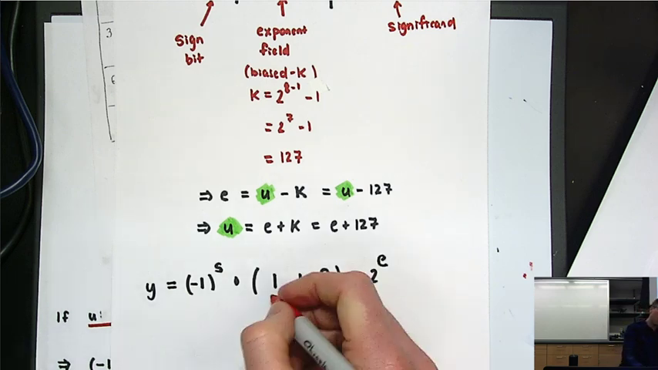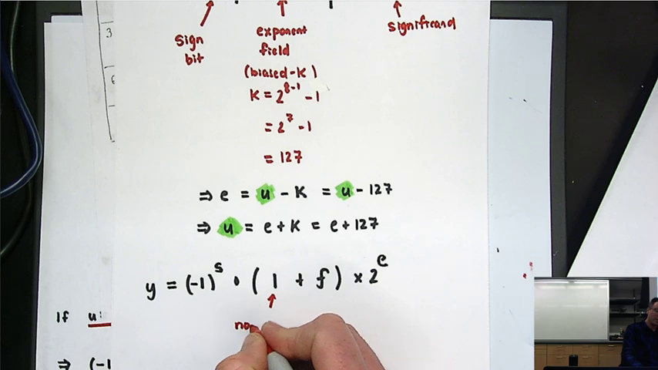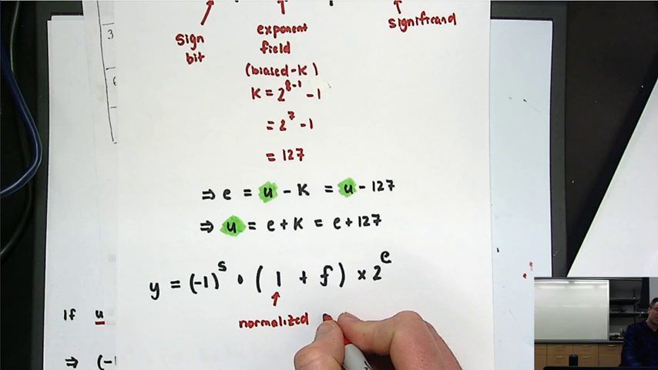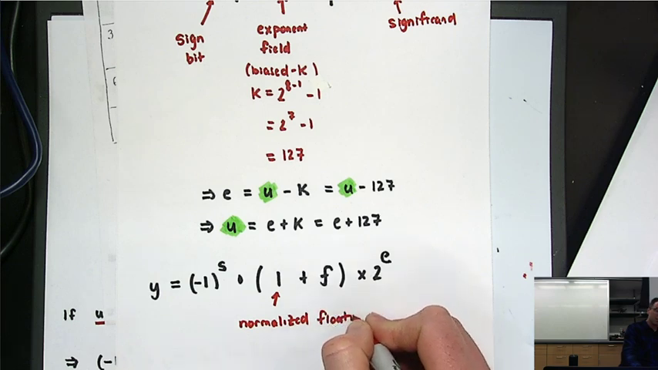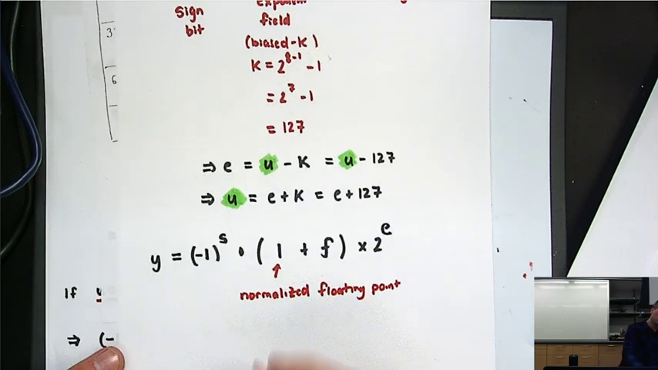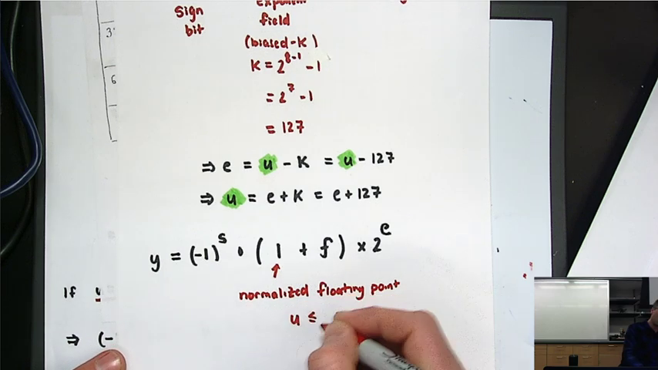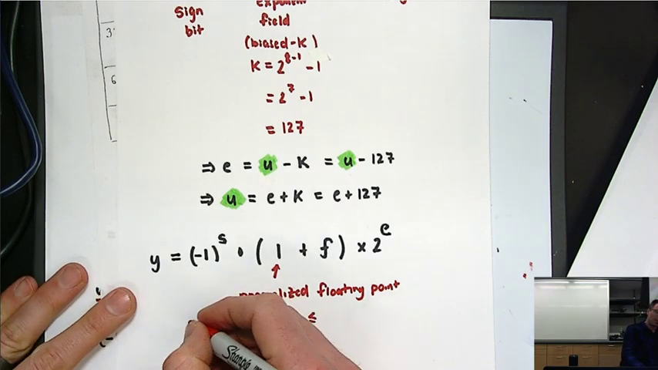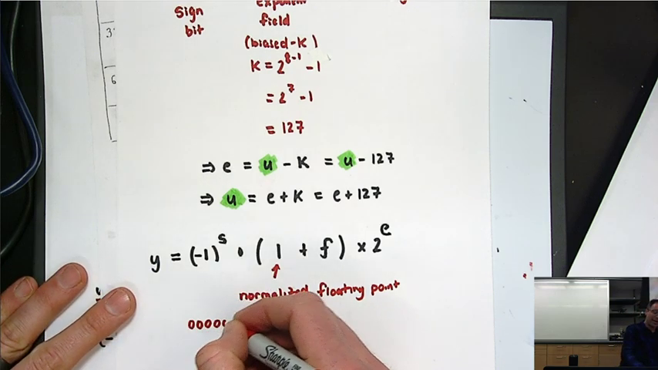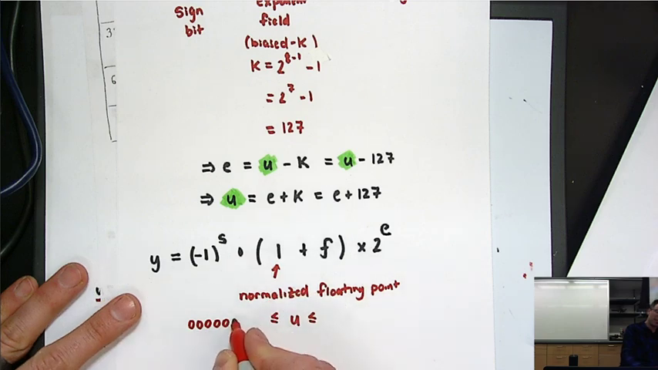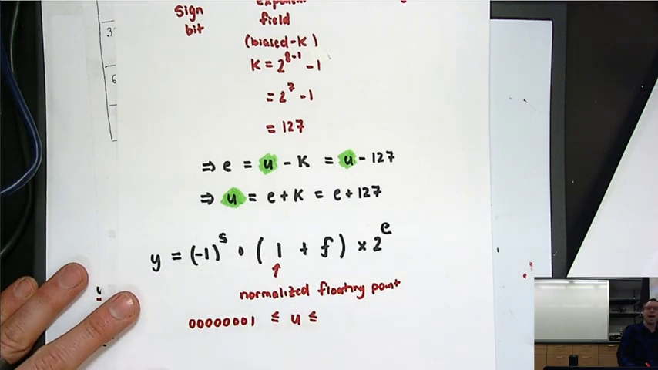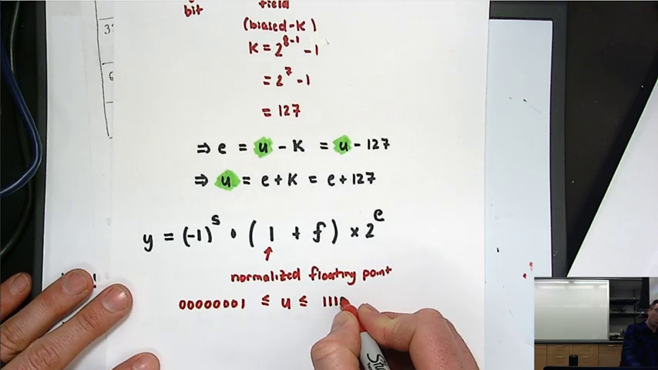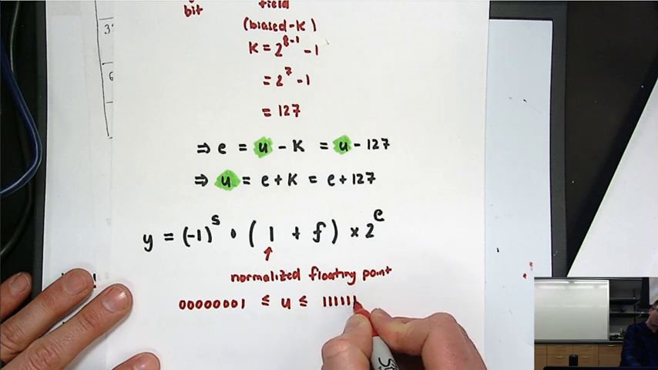The moment we see a 1 right here, what do we call that? That's called a normalized floating point. What's true about u in order for that to be normalized? Not be 0. Yeah. 1, 2, 3, 4, 5, 6, 7, 8. What's the maximum value? All ones, 1, 2, 3, 4, 5, 6, 7.